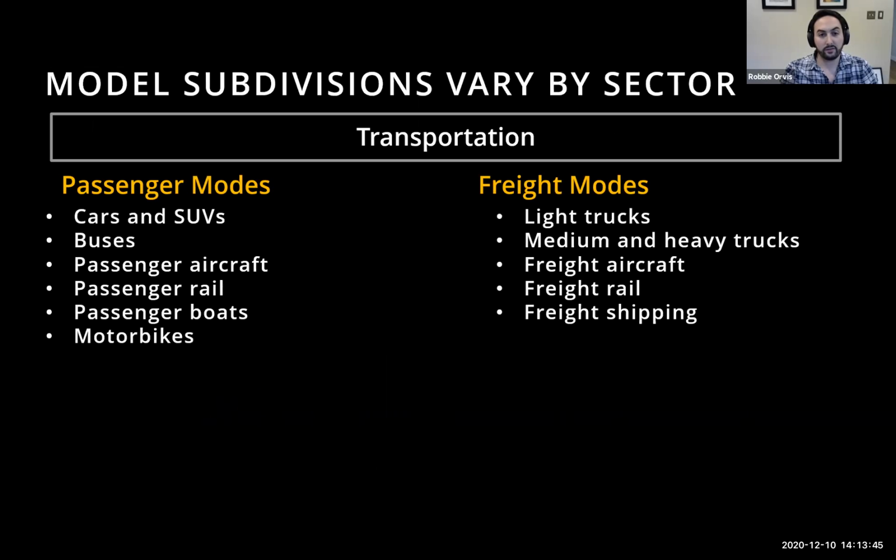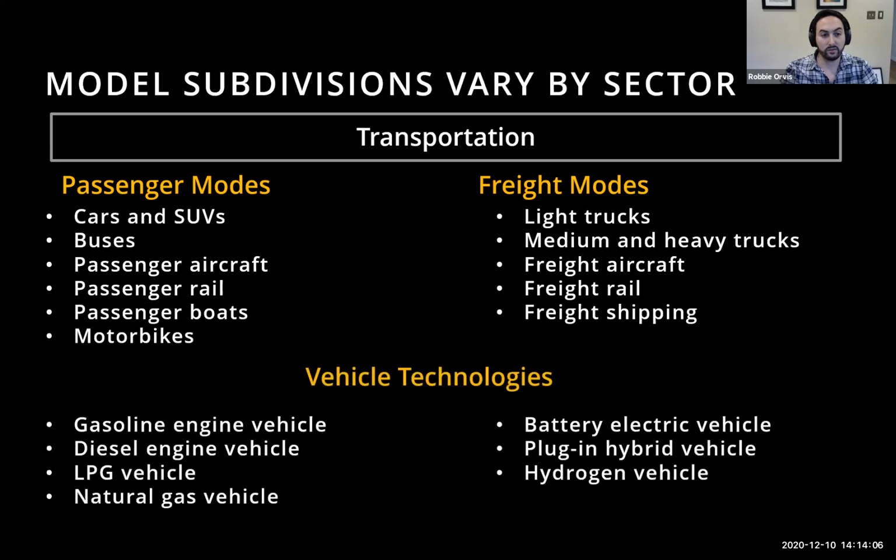We also have a lot of detail in the transportation sector. So we track 2 different mode types, passenger and freight. Each one of those has 1 of 6 different vehicle types. So cars and SUVs would be light duty vehicles. Buses, for example, would be heavy duty vehicles. Air, rail, ships, and motorbikes. And we track those in passenger and freight modes. And each one of those can have up to 7 different vehicle technologies that can be used, depending on the technology.